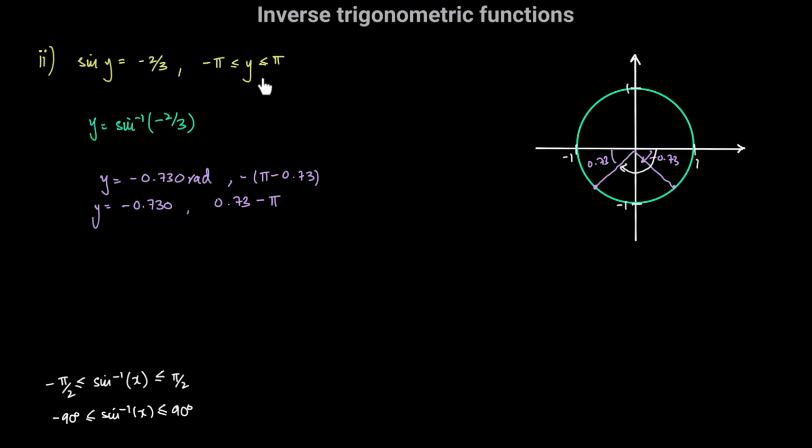Now let's look at from 0 to pi radians. Well, from 0 to pi radians, we're going in the counterclockwise direction, so the sine of any angle here would be positive. So we know that these are the only two values of y between negative pi and pi radians for which the sine of y is equal to negative 2 over 3.